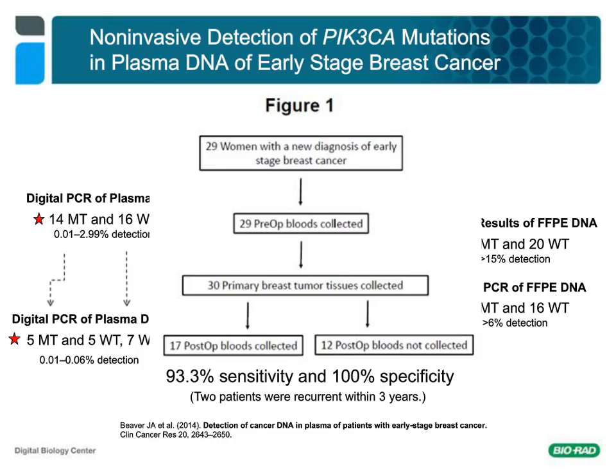When digital PCR was applied to the plasma samples, as shown on the left, 14 samples were found to be mutant, closely paralleling the FFPE data. Several weeks after surgery, 5 patients continued to show mutant DNA in their plasma, while 12 did not. This meant that in this small prospective study, ddPCR had 93.3% sensitivity and 100% specificity.